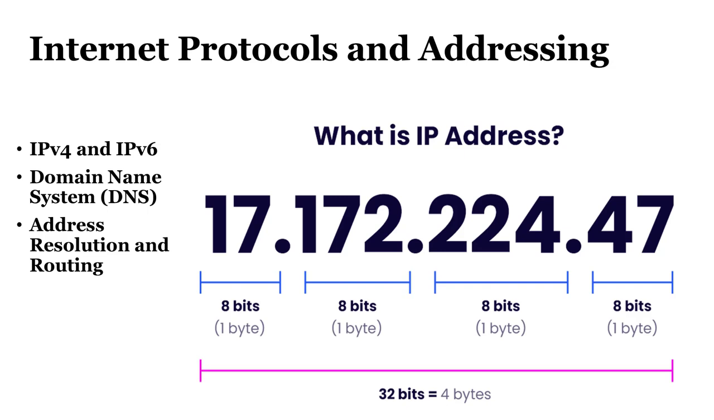Address resolution and routing are integral processes in the journey of data packets across a network. Address resolution involves mapping a logical address, like an IP address, to a physical address, like a MAC address, to facilitate data transmission within a local network. Routing, on the other hand, is the process of determining the best path for data to travel from the source to the destination across a network.